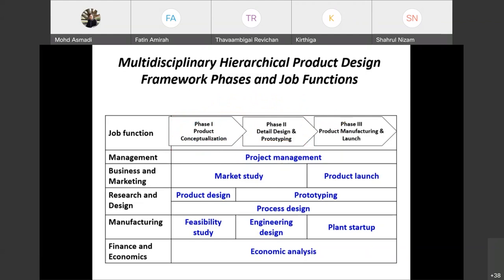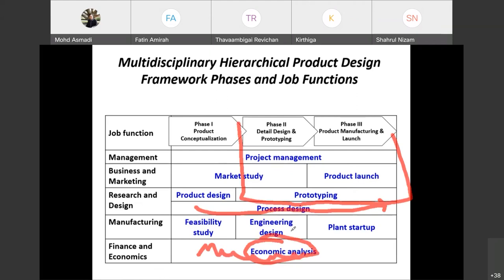And then if you look here, how many job functions? 1, 2, 3, 4, 5. Five job functions, so you have to be familiar with this. Project management: of course, we start from the phase one market study, until the prototyping, because after product launching we no longer have market study. Product design from the conceptualization, prototyping starting from here, and process design from the beginning until the end. Economic analysis, definitely. You will revise this along with time. In the last chapter, we will discuss economic analysis, so you have to remember that.